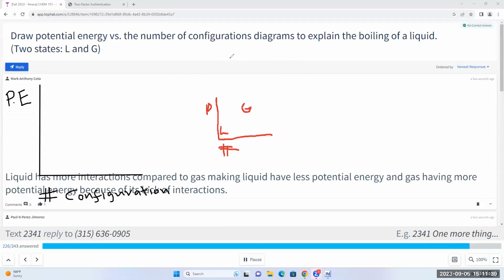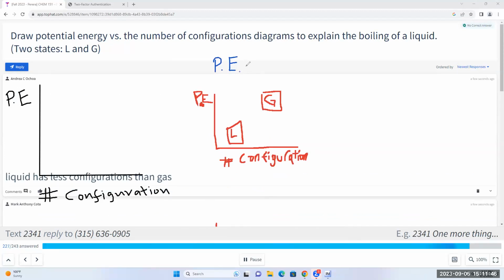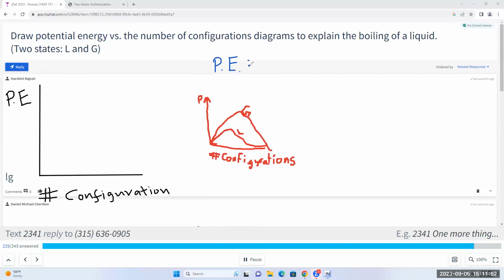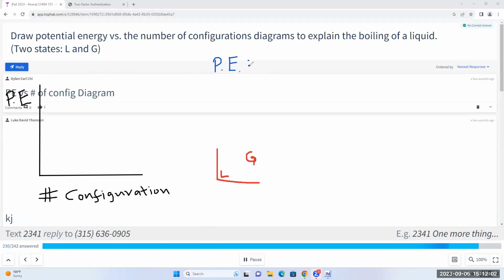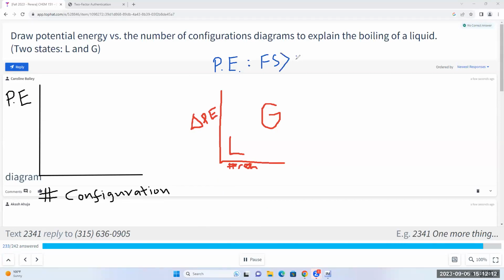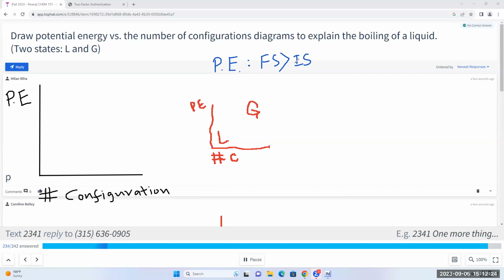Now, first, let's consider the potential energy. Where do we have a higher potential energy, in the final state or the initial state? Thank you, the final state. So I would write like this: the final state has a higher potential energy than the initial state. And how do we know that? In the final state, we have gas. Gases have the highest number of configurations compared to any other phase. By the way, when it comes to number of configurations, gases call the shots.